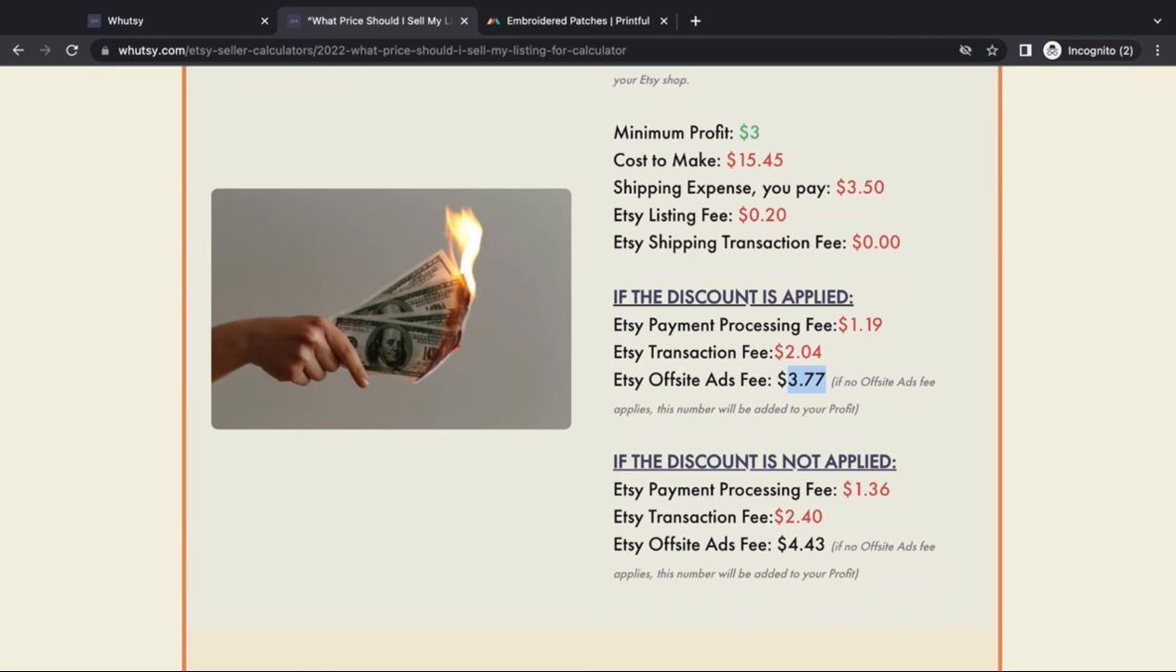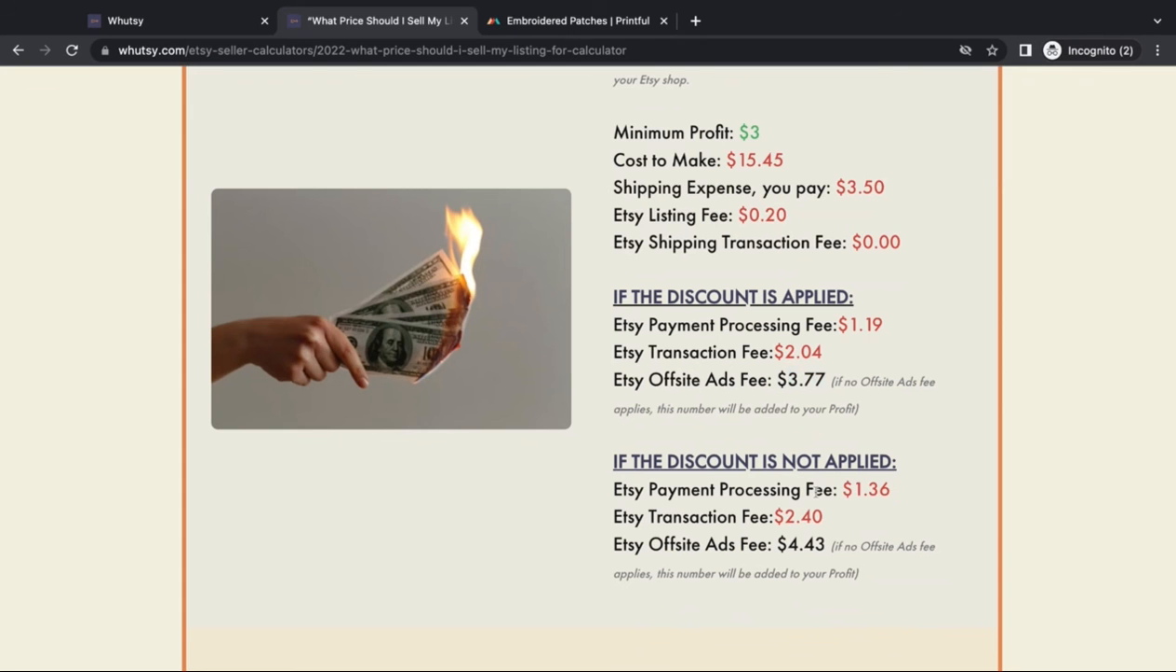Now, this is not exact. This can be off by a few pennies either direction, depending on the amount of sales tax that's charged and anything else that factors in, but it's going to be pretty close to give you a really good general idea.